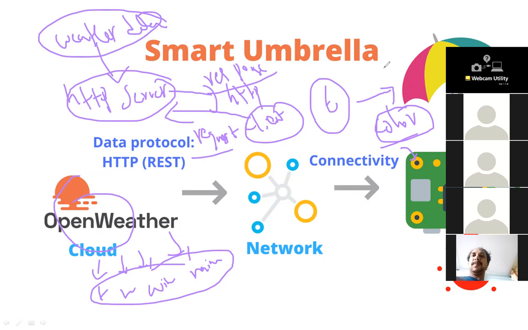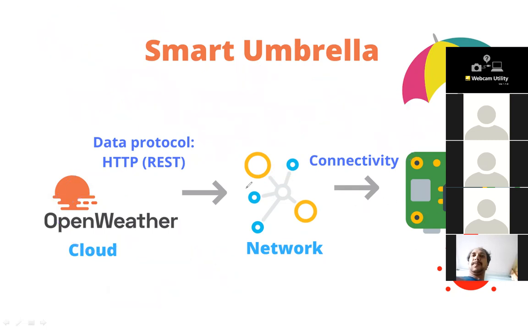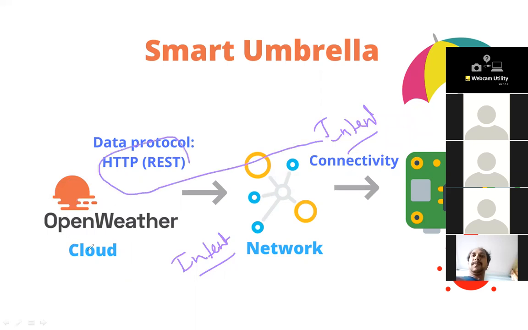Okay, before that, the first thing is your Raspberry Pi must be connected to the internet, because cloud is in internet, right? Cloud is connected to internet. So your Raspberry Pi also should be connected to internet to access this resource available in the internet. Okay, so once your Raspberry Pi is connected to the internet, next by using HTTP protocol, we are going to access this particular data. Okay, this is what we are going to do.